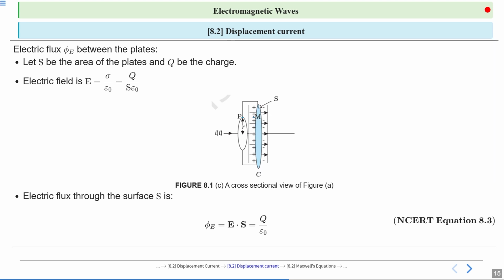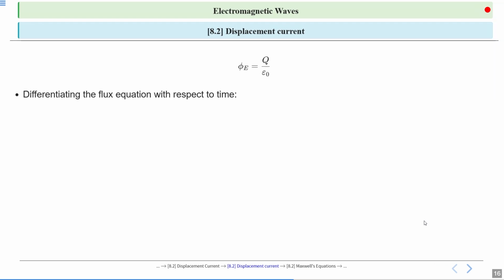What is the area vector of this surface? It is perpendicular to the surface, which means it is along the electric field. So theta is 0 degree, and cos 0 degree is 1. So E dot S becomes ES. Since E is Q by S epsilon naught, multiplying by S, the S and S cancel out. So the electric flux through the surface S becomes Q by epsilon naught, and this is NCERT equation 8.3.